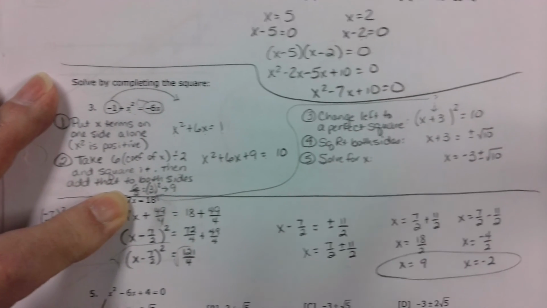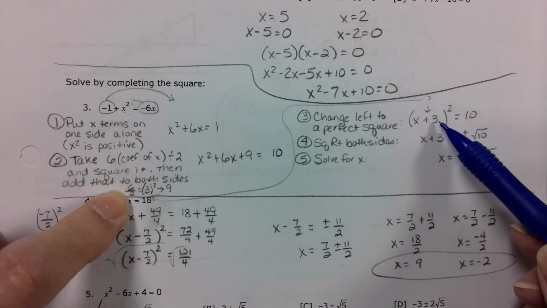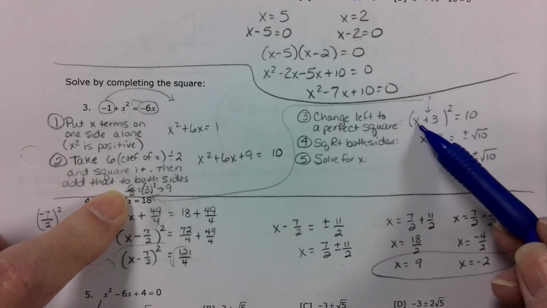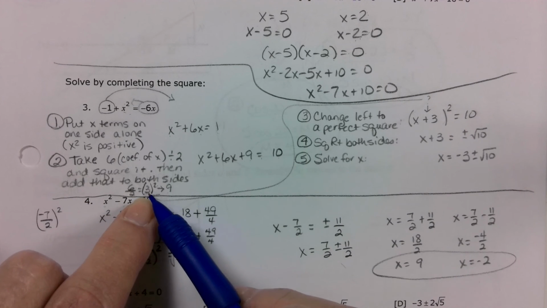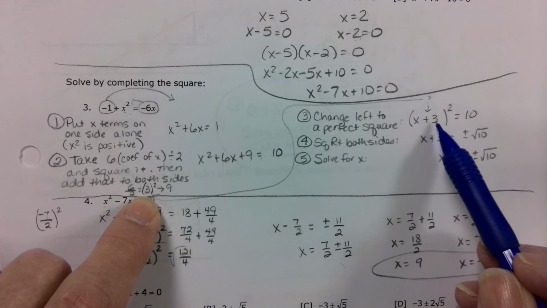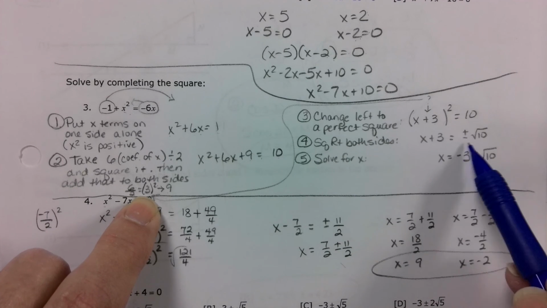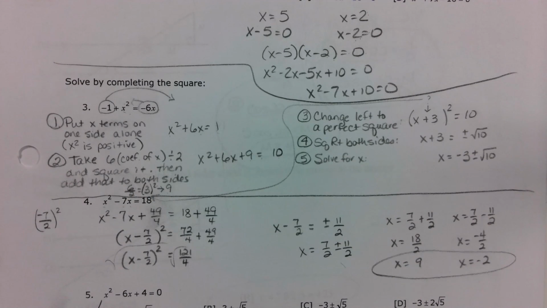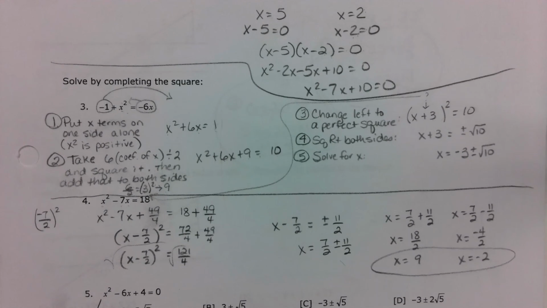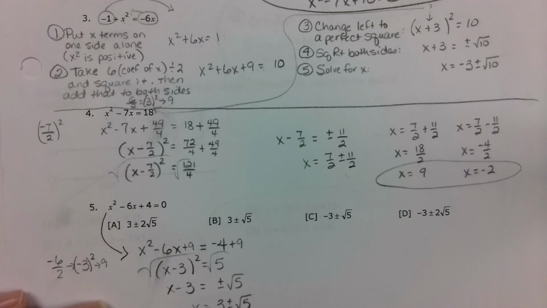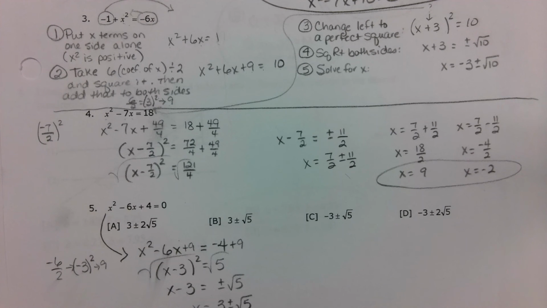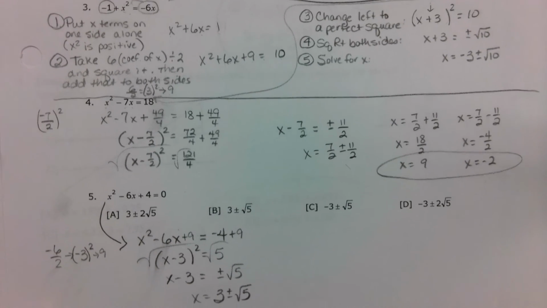Then you change the left side to a perfect square. The way you do that is you put it in parentheses, x, and look to see what you squared, not what it was after it's squared, but before, and it's a positive 3. And then you take the square root of both sides and just solve. And I'll show you the steps on this one too, so you can look at that. You can pause and look at this a little bit closer if you want to.